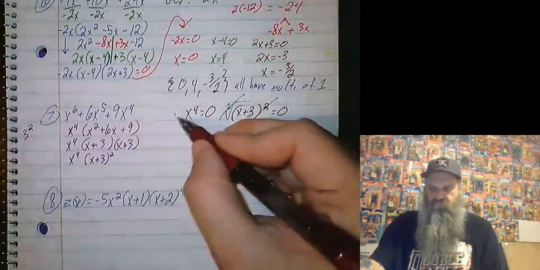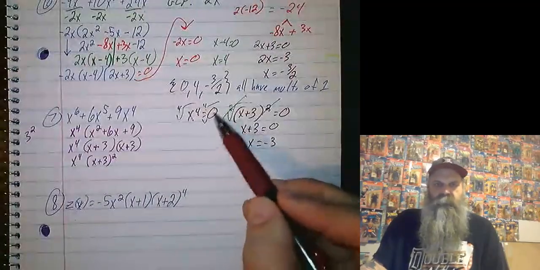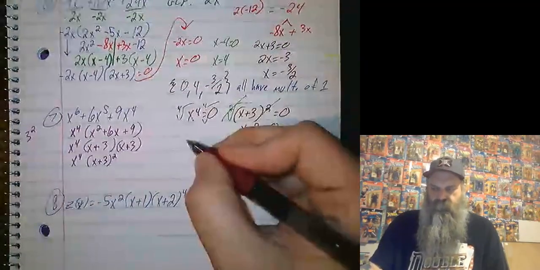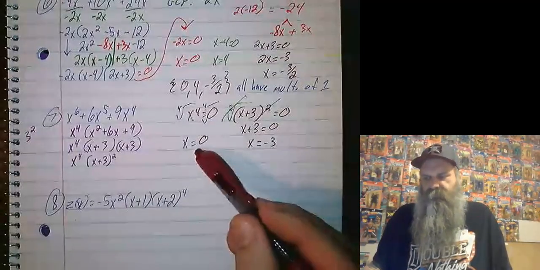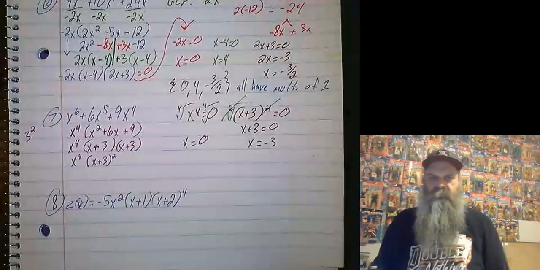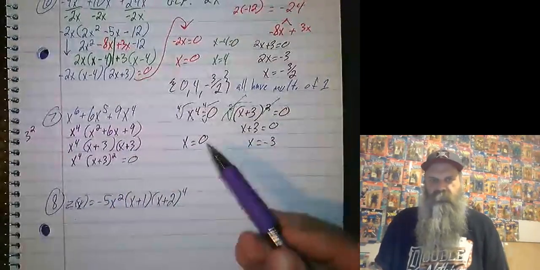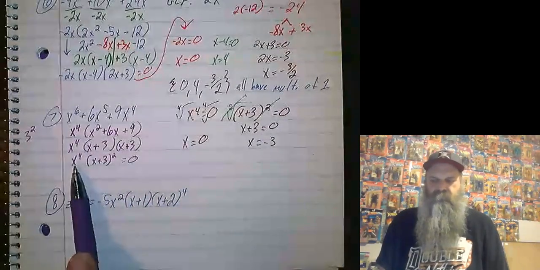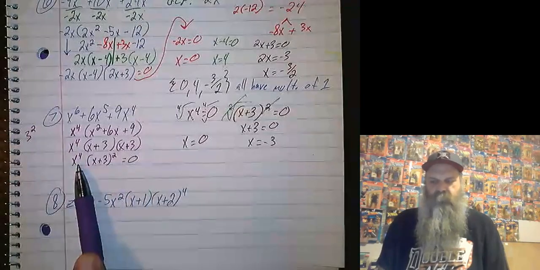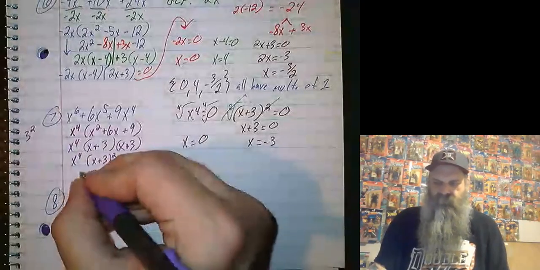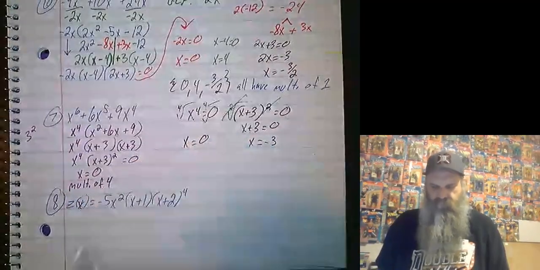Here, you could take the fourth root of both sides. Any root you take of 0 is just 0. So those are the solutions. X equals 0, x equals negative 3. And maybe you want to write out these steps, maybe you don't. Eventually, if you do these enough, you'll see once you get to this step, if x to the fourth power equals 0, then I'm going to have x equals 0 with a multiplicity of 4.